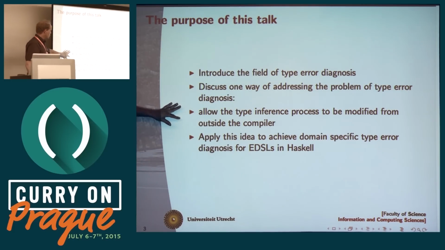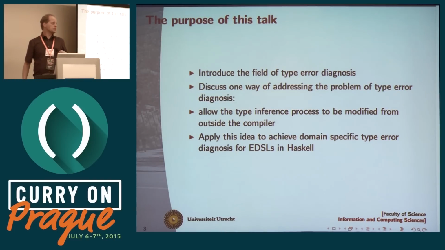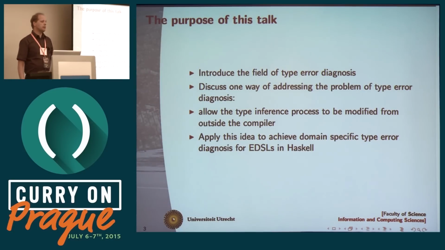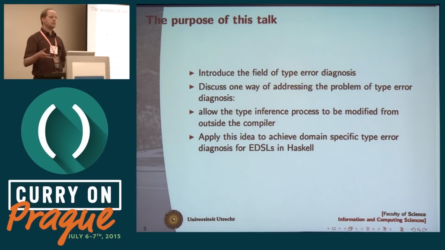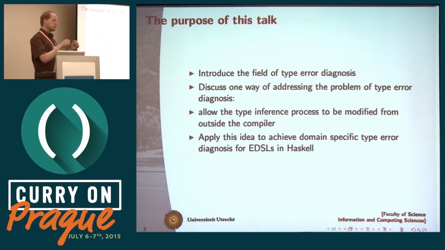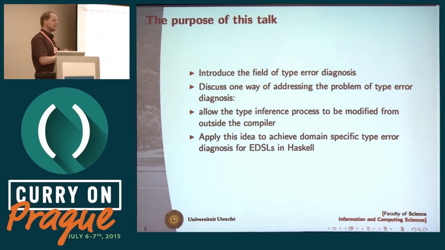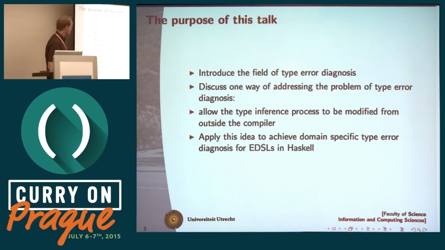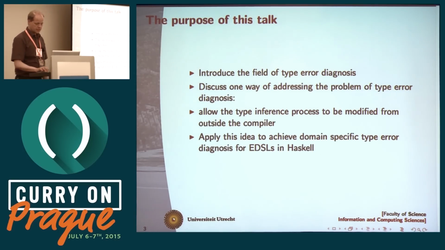So the way that I solve this is by allowing the type inference process to be modified from outside the compiler. So the compiler needs to be able to support that, but then you can get an external DSL for writing down type rules that behave differently for your specific DSL and also give error messages that use terms from that domain. Yeah, so that's the idea. And I applied this idea to achieve domain-specific type error diagnosis for embedded domain-specific languages in Haskell. Yeah, so is that practical? Well, it's on the way to practical.